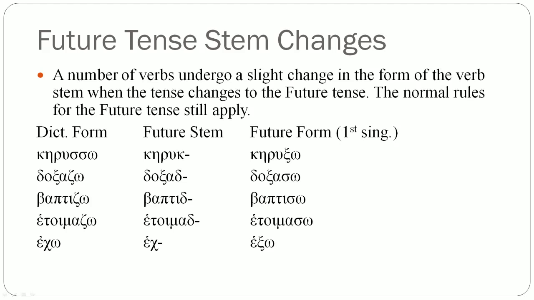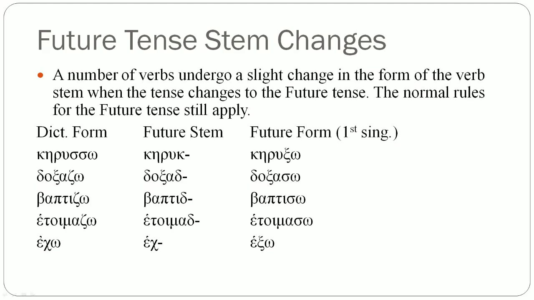In the future tense, there are a few of these verbs. They're not super common, but there are a few that will undergo what we call a stem change, for whatever reason, and they don't have any real rhyme or reason. There isn't really a pattern, a set, predictable way that you can tell this present tense form is going to have this future tense stem. They're just pretty much arbitrary changes.